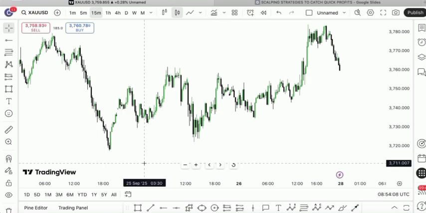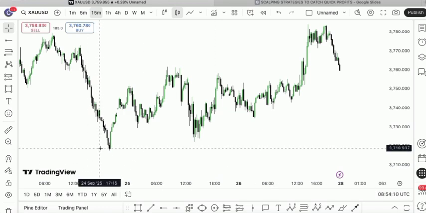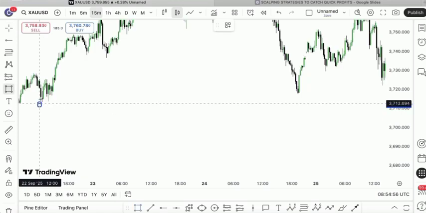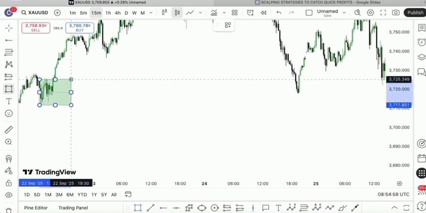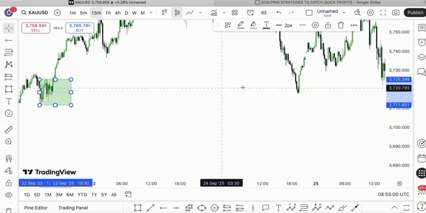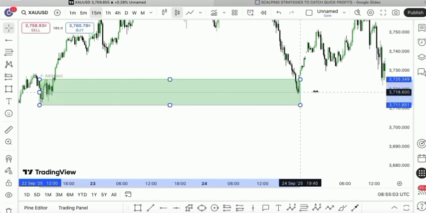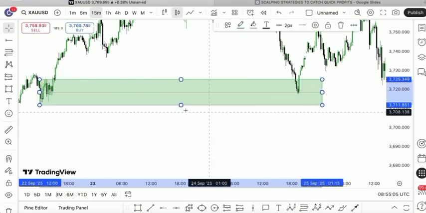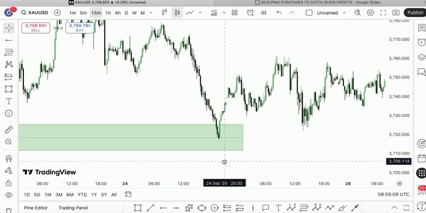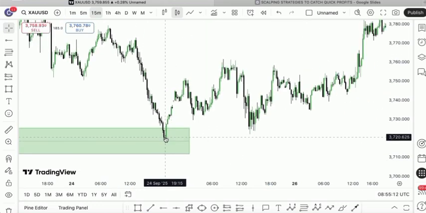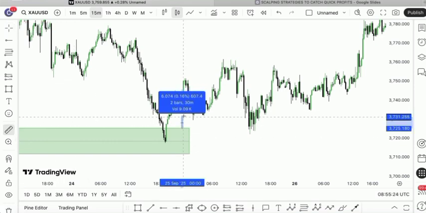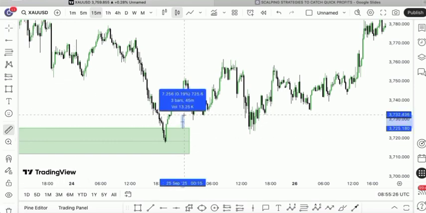So as you can see here, there's a support right here. This is a support. If you mark it as a zone, always mark your support as a zone. So here is a support. You enter a buy here. The moment it gives you 5 to 10 pips, you're out. You're already out.